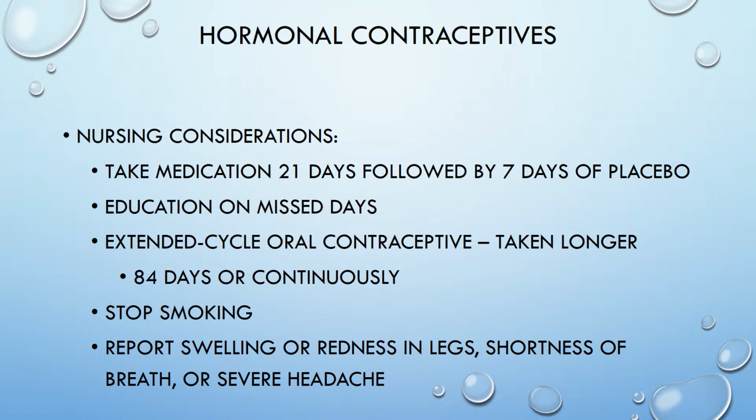Nursing considerations: take medication 21 days followed by 7 days of the placebo. Make sure you're educating on those missed days. Extended cycle oral contraceptives are taken longer, so 84 days or continuously. They need to stop smoking and then report any of those signs of a PE or DVT.